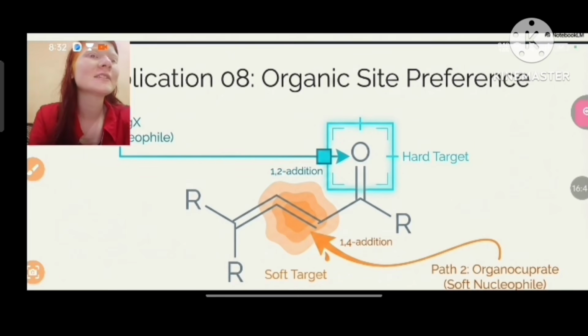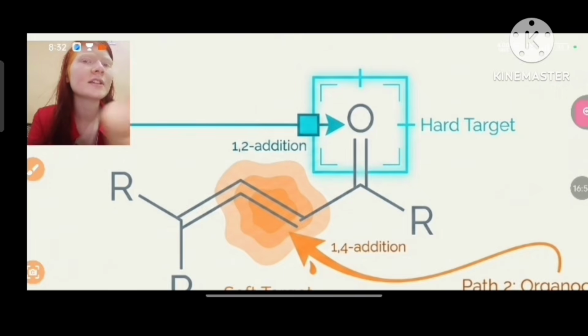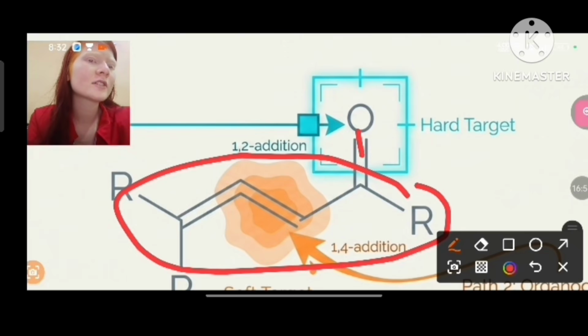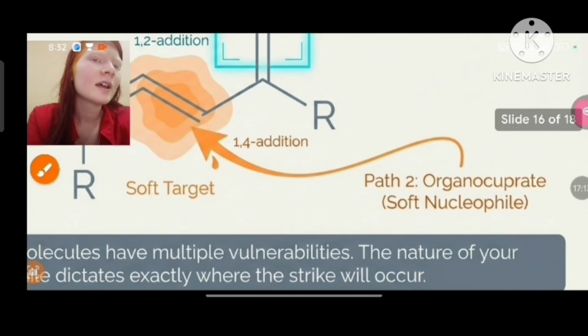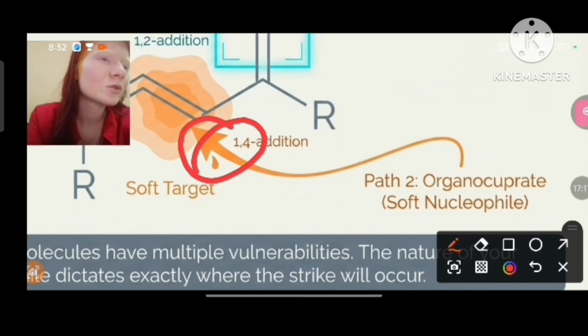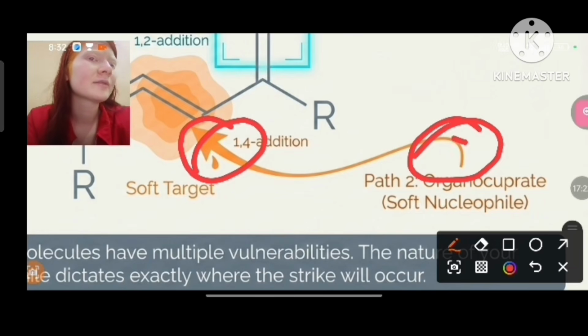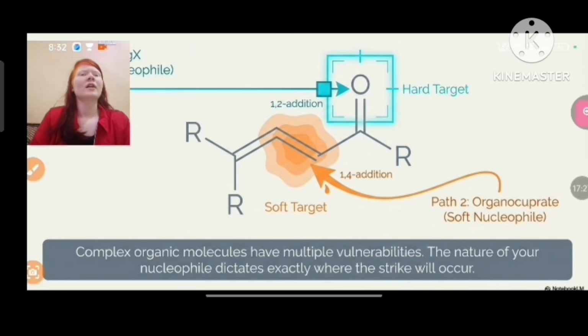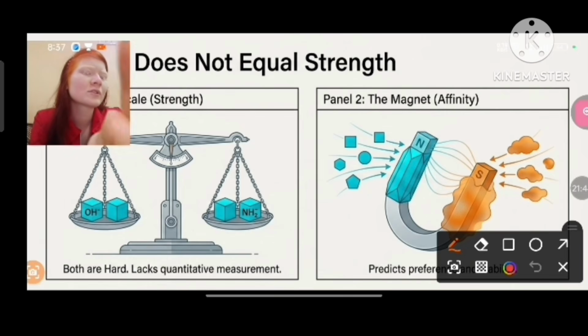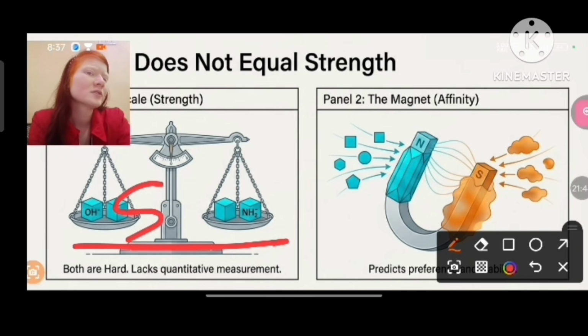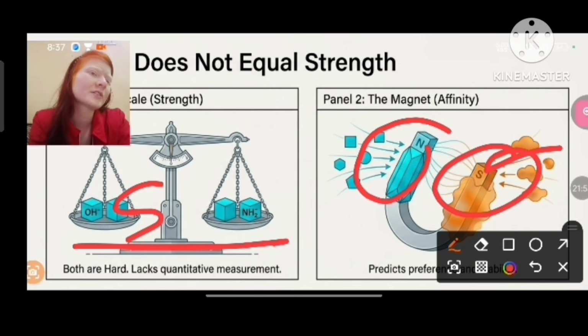The next application is organic site preference. This is the ketone, and here is oxygen, the hard site, and here is the soft target. The Grignard reagent RMgX will prefer the hard site with the oxygen. Similarly, here is the soft site, the soft target, so the soft nucleophile will attack here. Nucleophile means the elements and atoms which are electron rich. Hard prefers hard and soft prefers soft. In this image, the hard one reacts with the hard one and the soft reacts with the soft one.